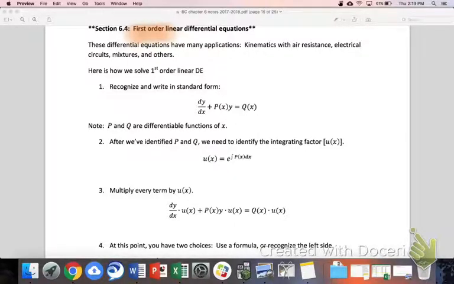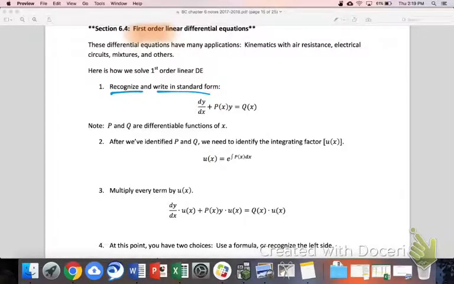And so here is what we do. The first thing we need to do is recognize what we have, and try to write it in what we call standard form. Standard form is the derivative plus some function times y, and that some function needs to be linear. That's why it's called first order linear. So p of x needs to be linear. It'd be some function in terms of x, or perhaps just a constant, times y equals some other function in terms of x. So this would be standard form.